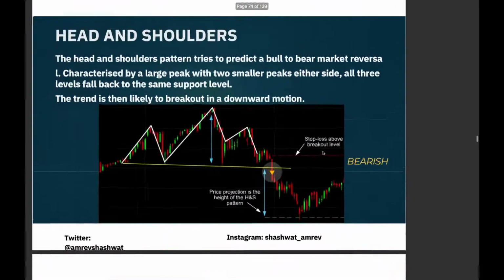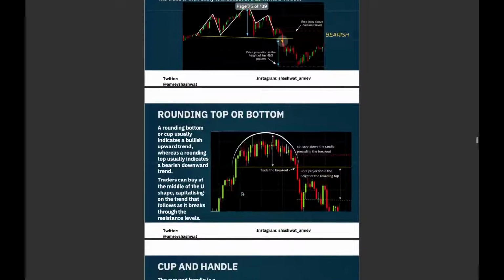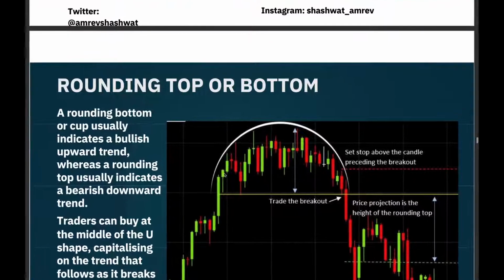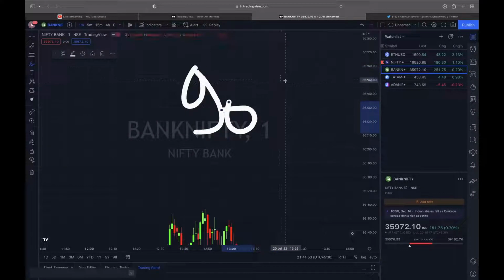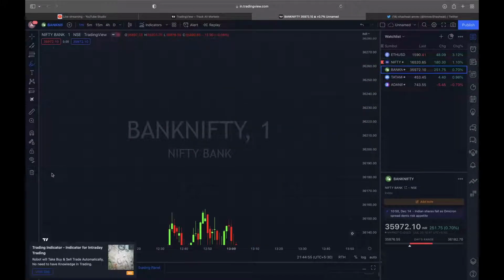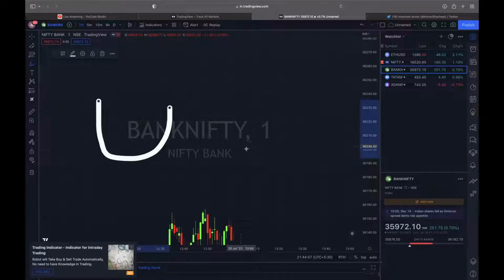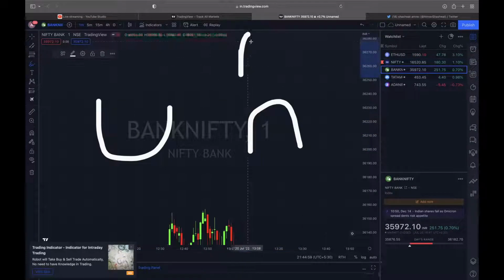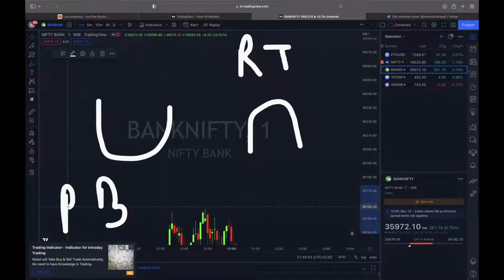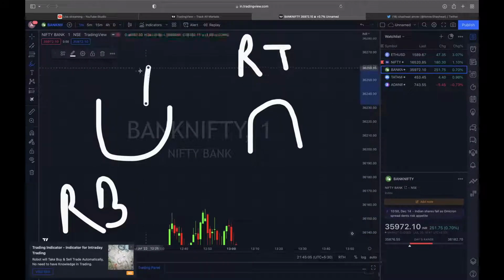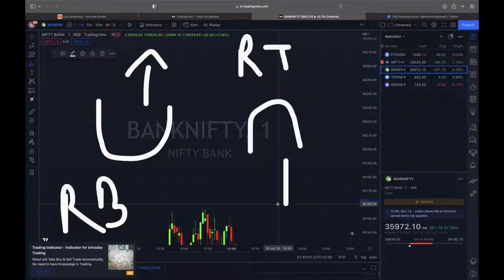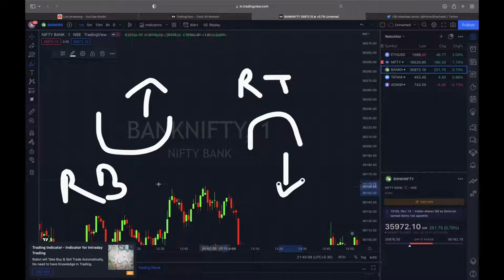Now I have already cleared head and shoulders and inverse head and shoulders. Now comes the rounding bottom or rounding top, and this is 90% times accurate. Okay, so a rounding bottom is this, and a rounding top is this. RT is rounding top, RB is rounding bottom. Rounding bottom will always show you upside movement. Rounding top will always show you downside movement.